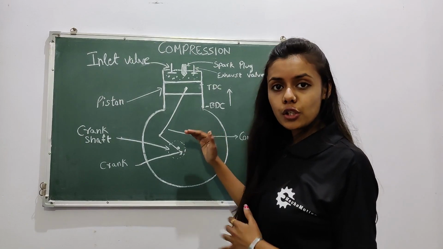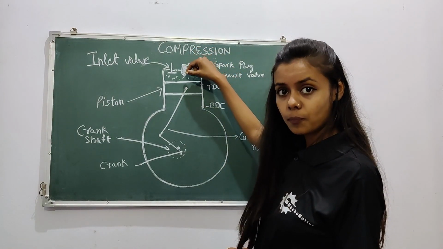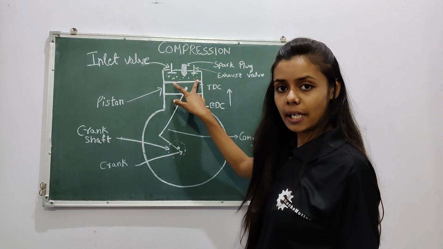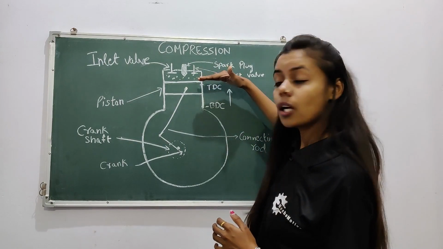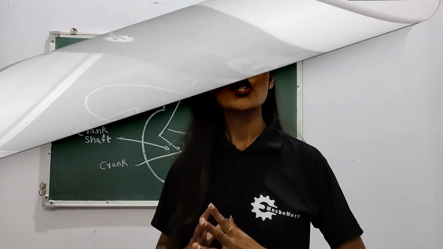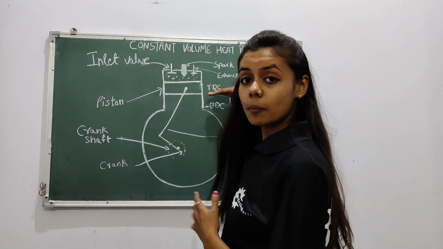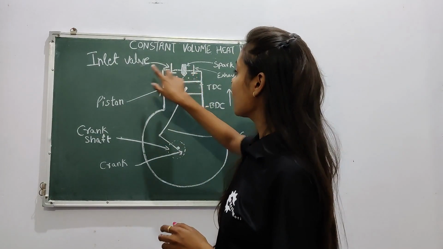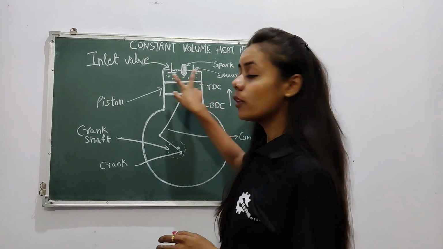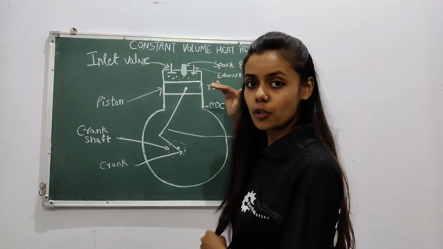Just before the completion of this process, a spark is produced by the spark plug and the fuel is ignited over here, and the piston will remain up to TDC. So this is the third process at which the piston will be stopped at TDC and both valves, inlet valve and exhaust valve, will remain closed and the heat addition will be at constant volume.